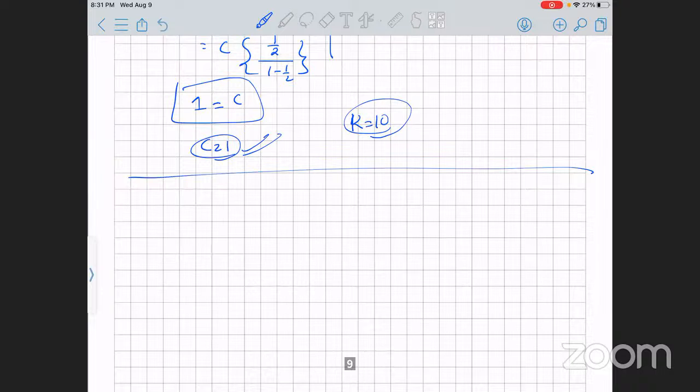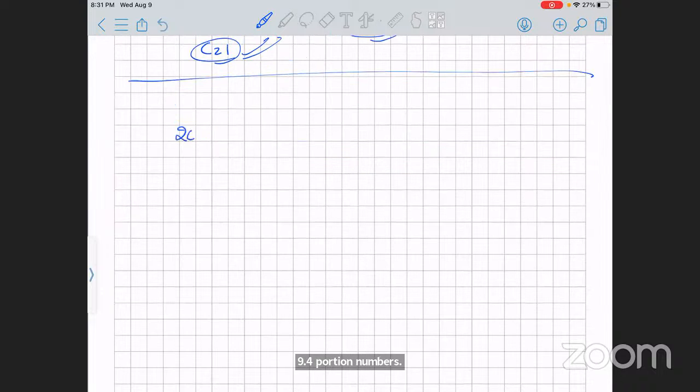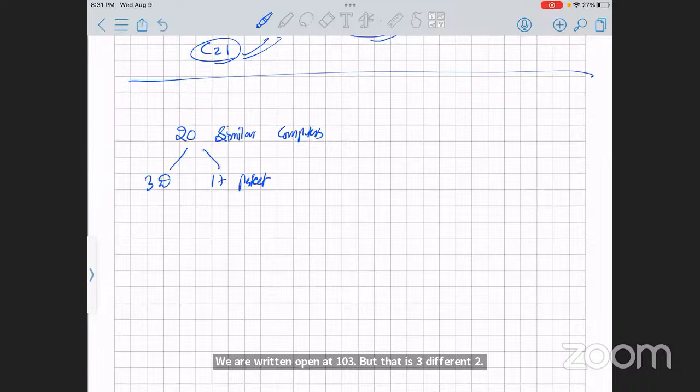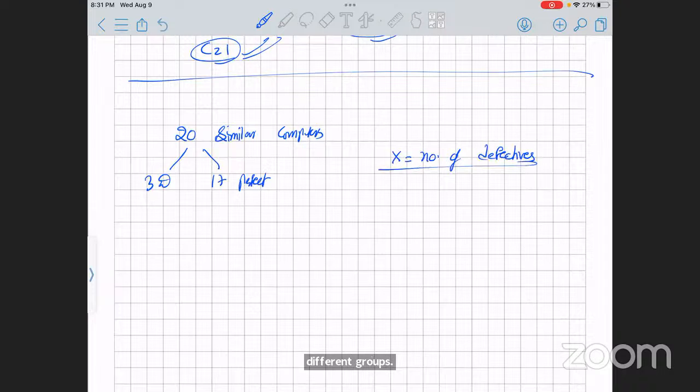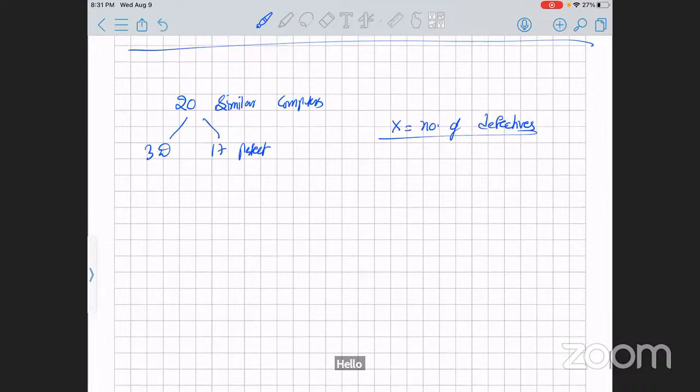9.4 question number 7. Look, a shipment has 20 similar computers, a retail outlet containing 3 defective. That means 3 defective and 17 perfect. If a school makes a random purchase of 2 of these computers, find the probability mass function. Look, X is the number of defectives, so X can take 0, 1 or 2.